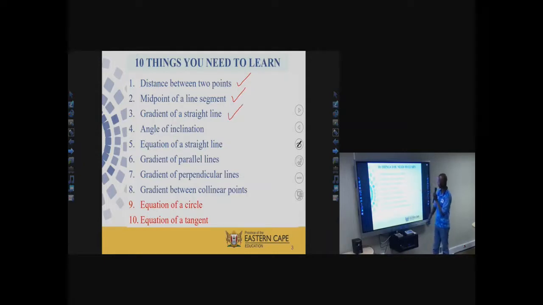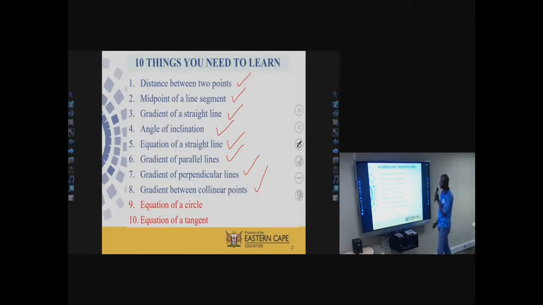Gradient of a line is done in grade 10 and 11. Angle of inclination is done in grade 10 and 11. Equation of a straight line is also done there in grade 10 and 11. Gradients of parallel lines, you also talk about parallel lines in grade 11 especially, as well as perpendicular lines and collinear points. But I said you must note with interest. You must be able to read and note what is interesting.